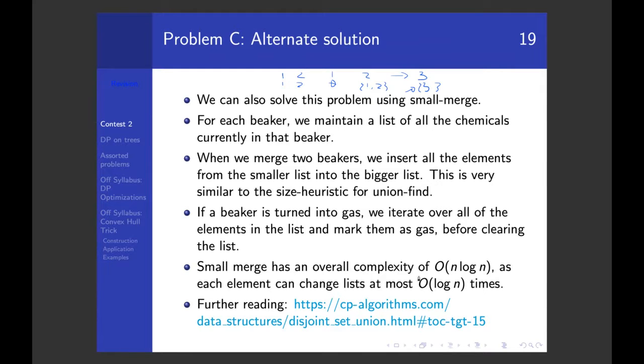And the complexity of this is n log n. A quick proof is because an element can only change lists at most n log n times. For example, if we put this element 3 into this set here, we guarantee the size of the set that it's in is doubling because it's a smaller set. The other set must be at least as big as us, so we must be in total doubling. That means you can only change lists at most log n times, which is amortized n log n.